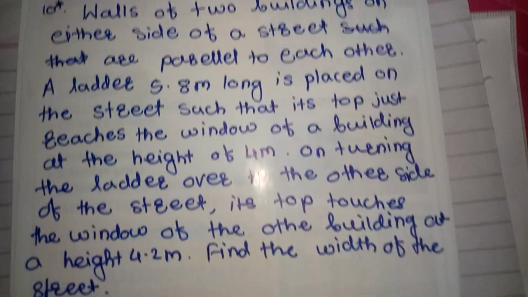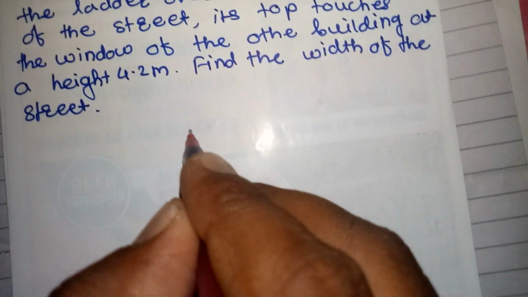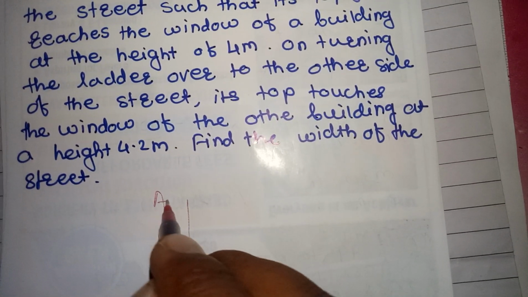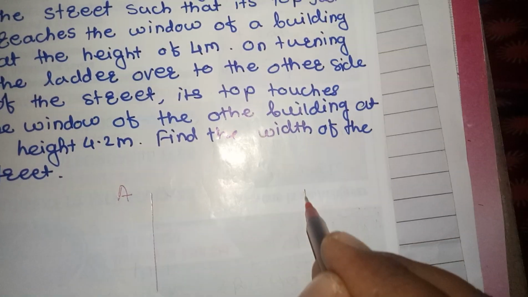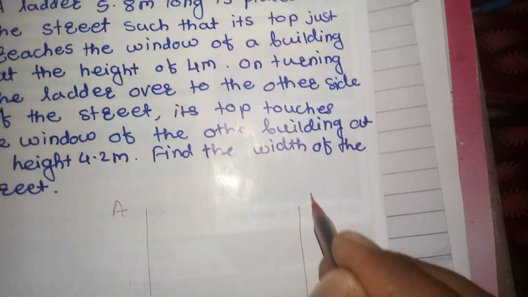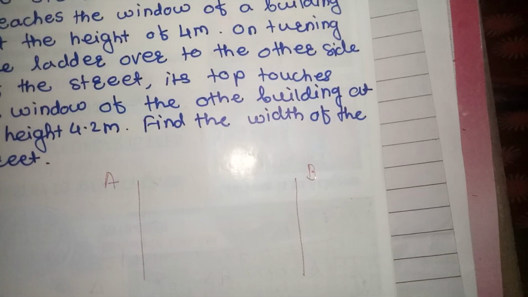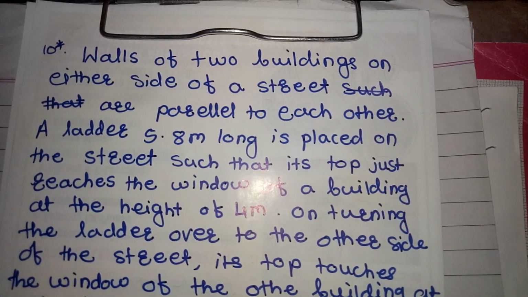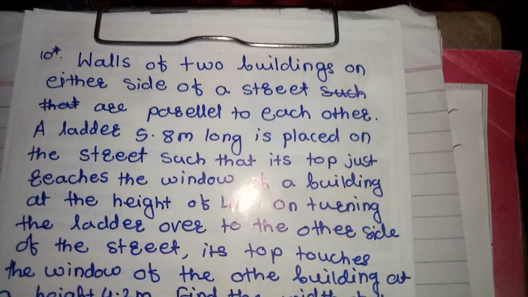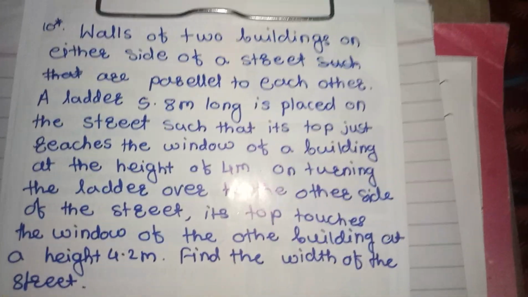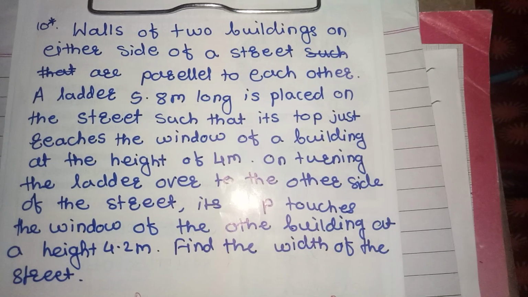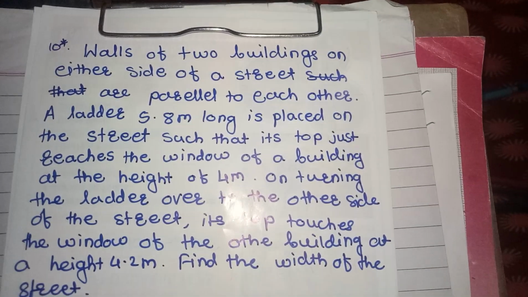Walls of two buildings. Suppose there are two buildings. One is the A building and another is the B building. So like these two buildings' walls are here. After that we have given either side of a street, means suppose the inner side is the street road, are parallel to each other, means these lines are parallel to each other.